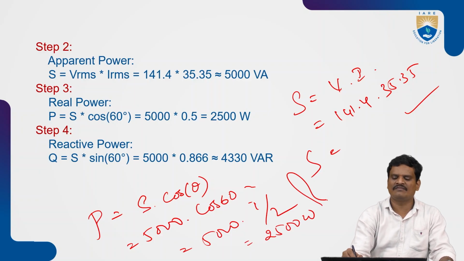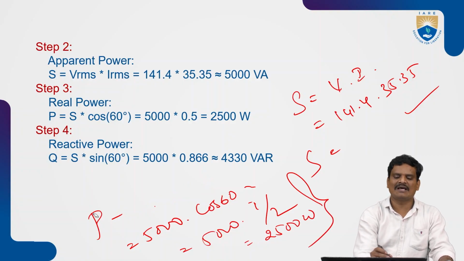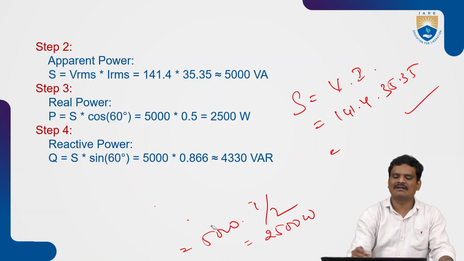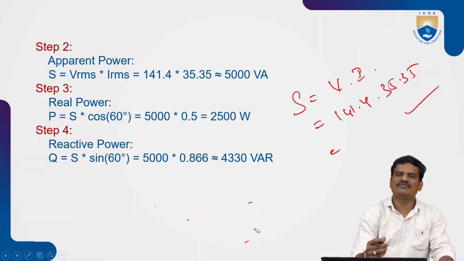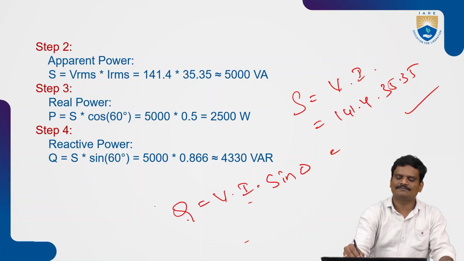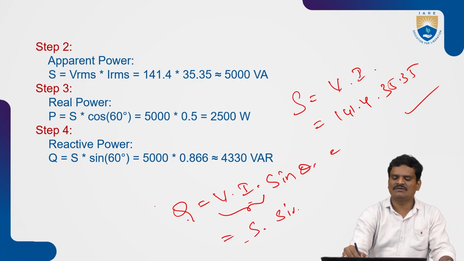2500 watts is the value of real power. Similarly, you need to calculate the value of reactive power. What is the formula to calculate the value of reactive power? V into I into sin theta. Already V into I can be written as S, so S into sin theta.